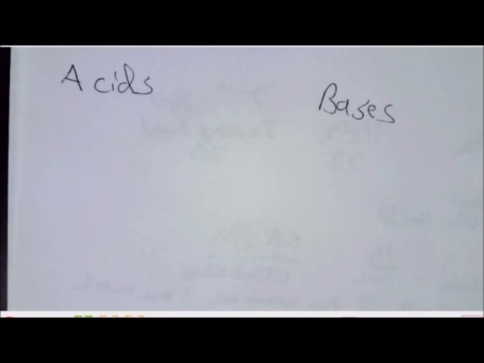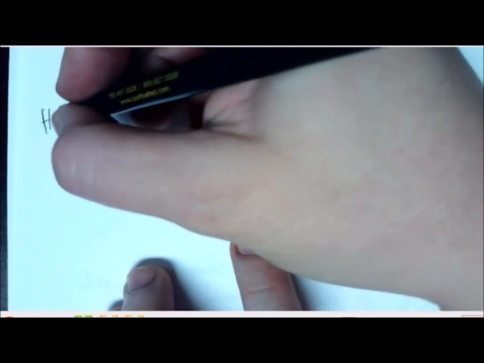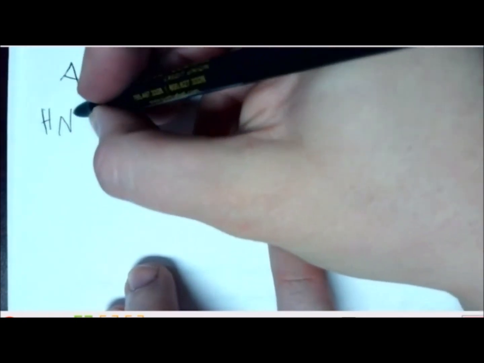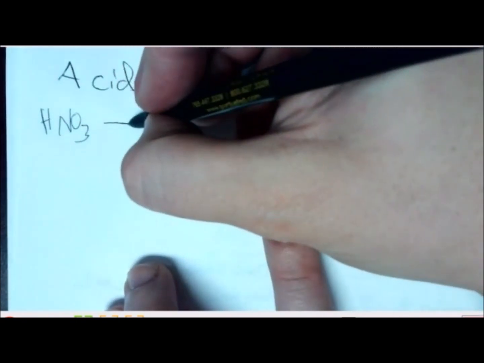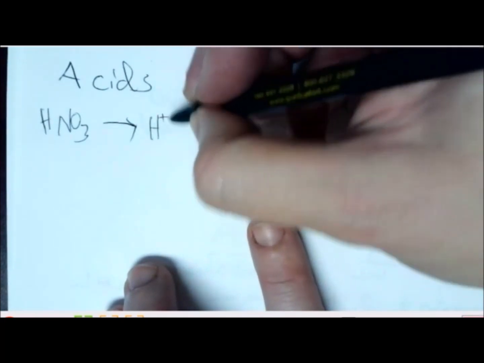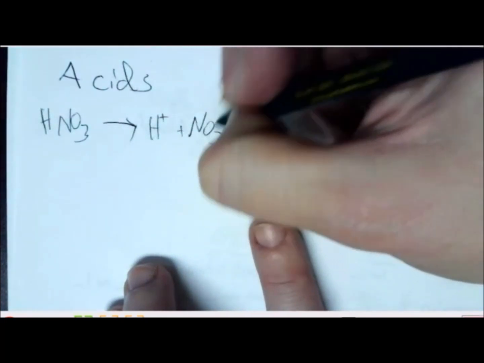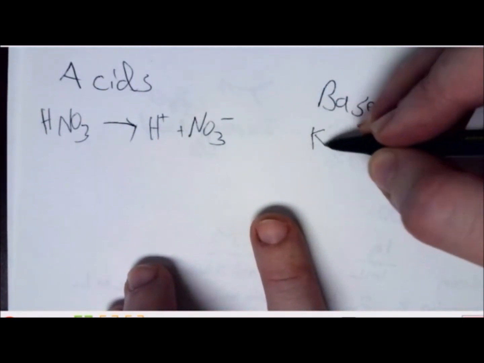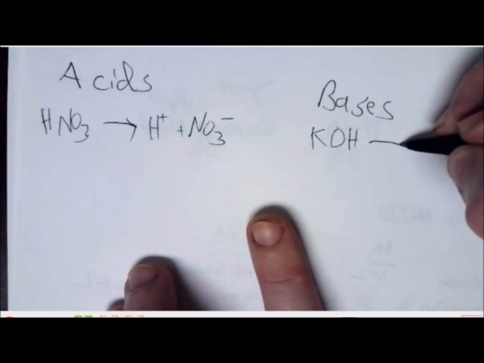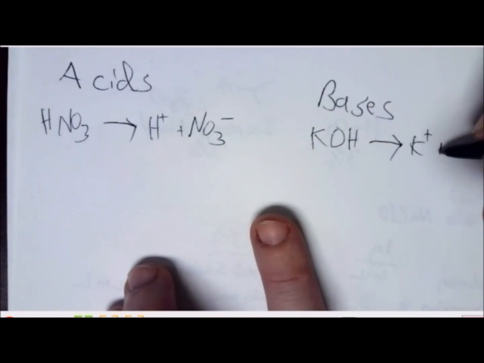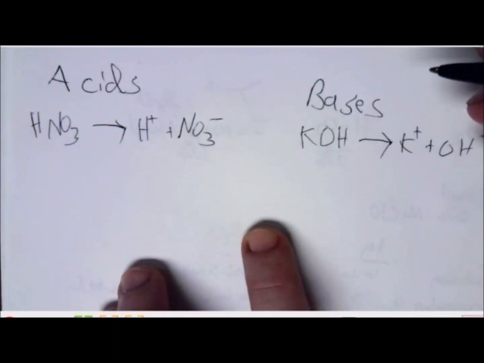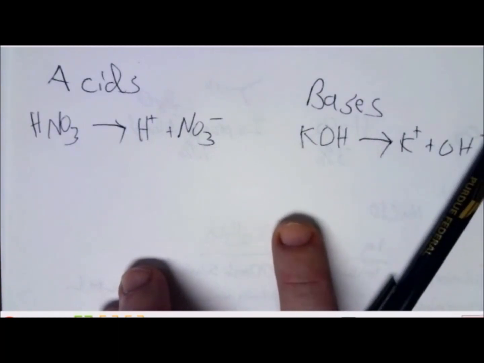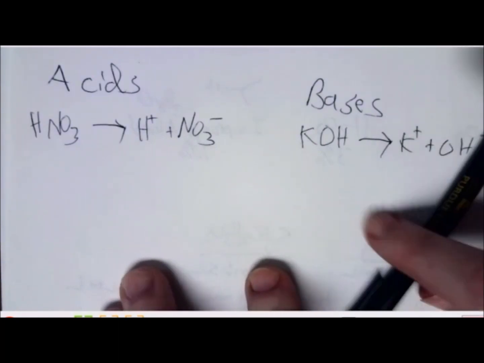Okay, so for an Arrhenius acid, something simple would be, let's say, HNO3. Because it's Arrhenius, it just has to split into H plus and NO3 minus. Well, a base would be something like KOH, that as it splits apart, it forms K plus and OH minus. That's all it takes to be an acid and a base, Arrhenius. But that doesn't cover all possibilities.